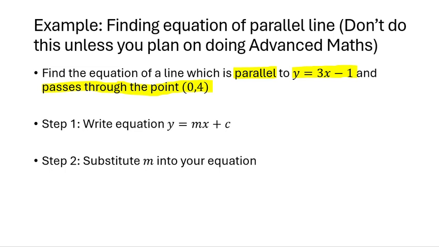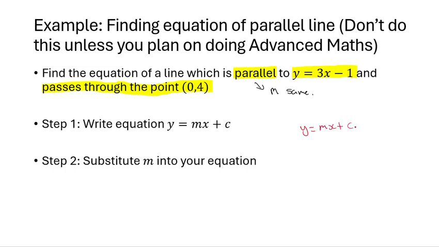Now, this is for people who plan on studying advanced maths next year, okay? It's very similar to 4G. Just follow along. I think you'll pick it up quite easily, but we'll see how it goes, okay? So let's just try. Find the equation of a line which is parallel to y equals 3x minus 1 and passes through the point (0, 4). I've already highlighted the key info for you. Something that should stand out is the word parallel here. Remember, parallel means the m value is the same.